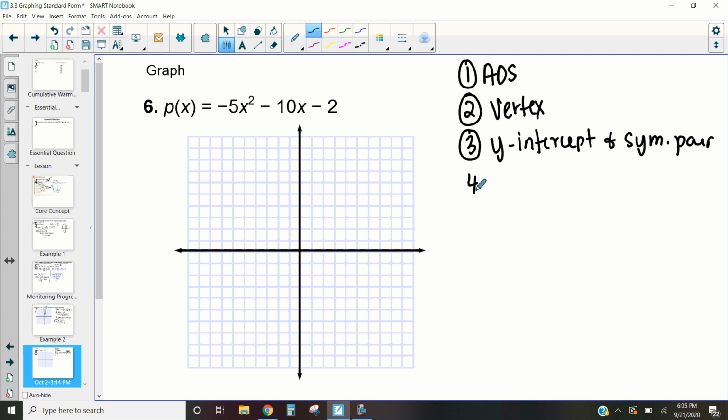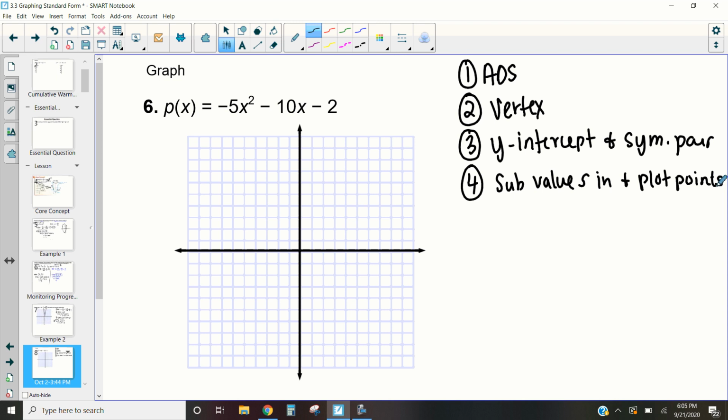And then lastly, we are going to substitute values in and plot those points. And basically, if you have 5 points plotted, so your vertex, your y-intercept and its symmetric pair, and then one other number, you should have a good idea of what your graph looks like. So I want you to work this out on your own.